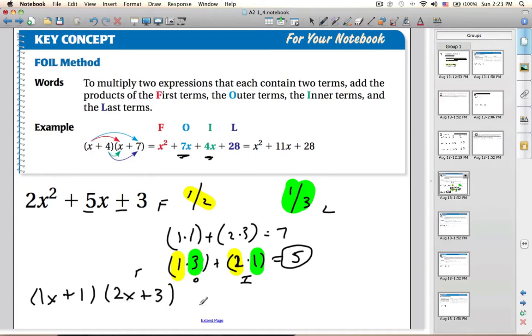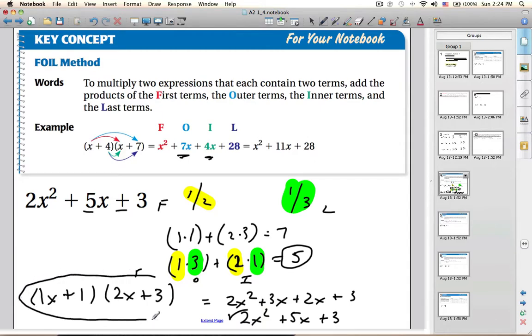If I want to double check my work, 1x times 2x is equal to 2x squared. That's my correct first. 1x times 3 is 3x. That's my outside. My inside is 2x times 1. That's 2x. And my last, 1 times 3, is 3. And when I simplify, 2x squared plus 5x plus 3, that's the same equation I had to start off with. That checks. So there I have it.